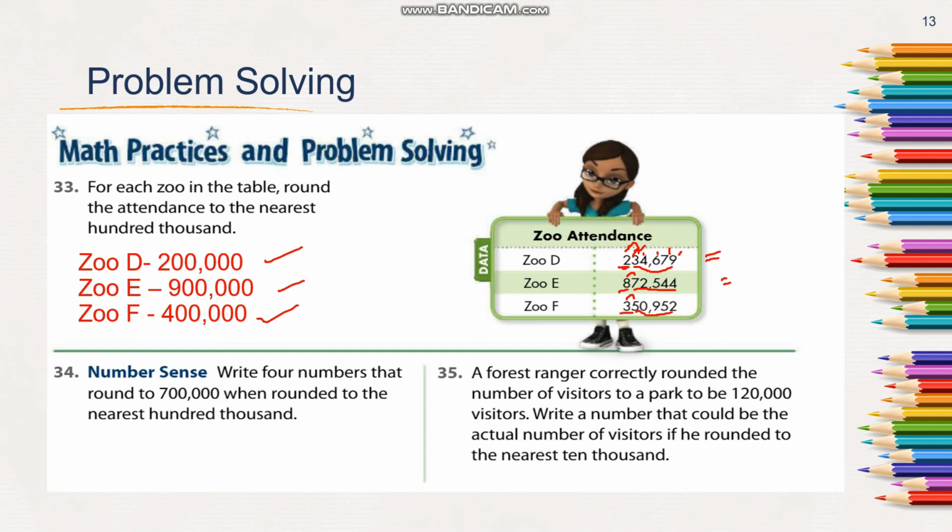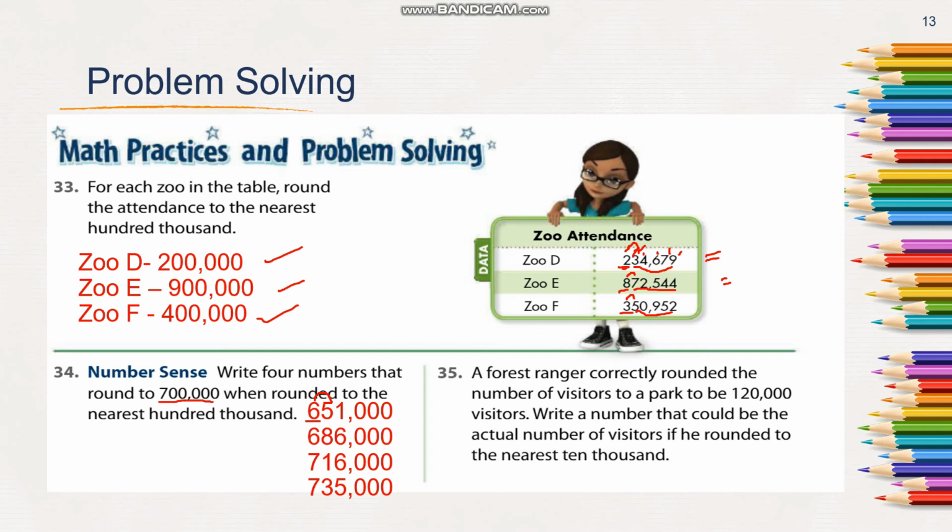Next, write 4 numbers that round to 700,000 when rounded to the nearest 100,000. So the possible answers are 651,000. Why? Because when we round this to the nearest 100,000, the 100,000 place is 6, followed by 5. So 6 becomes 7, and the rest of the digits become 0. That's why that is rounded to 700,000.